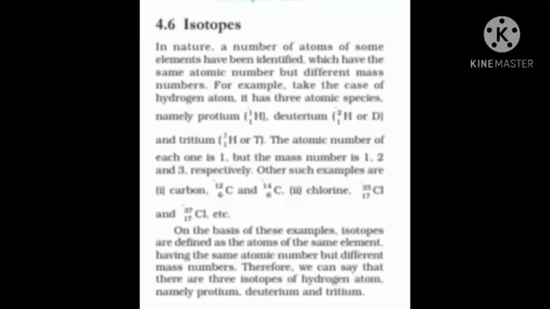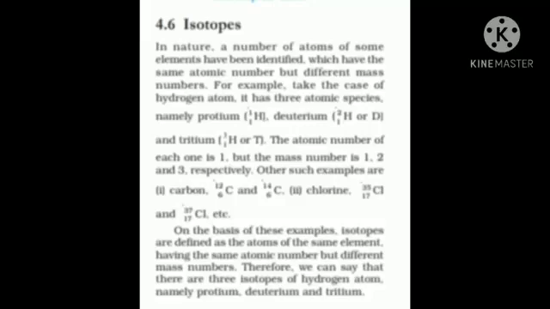Let us learn about isotopes and isobars. A number of atoms of some elements have been identified which have the same atomic number but different mass numbers. For example, the hydrogen atom has 3 atomic species, namely protium with atomic number 1 and mass number 1, deuterium with atomic number 1 and mass number 2, and tritium with atomic number 1 and mass number 3. The atomic number of each one is 1, but the mass numbers are 1, 2 and 3 respectively.